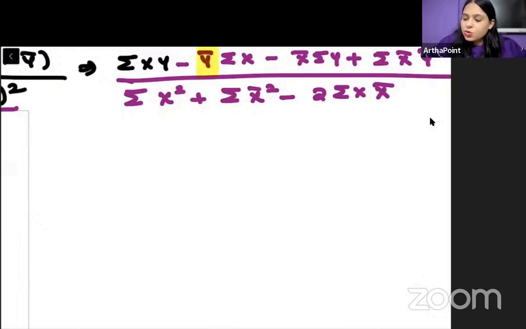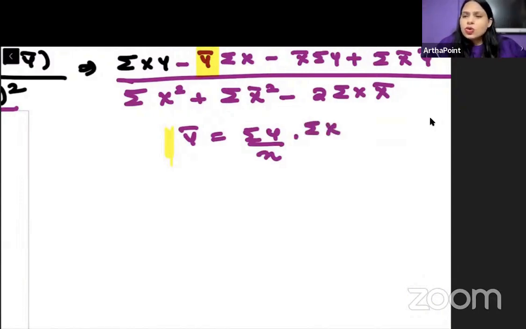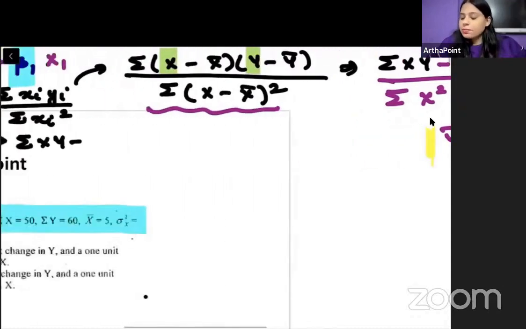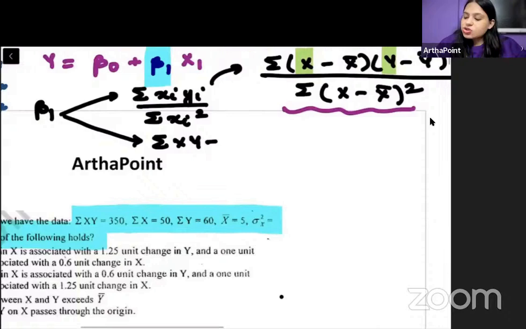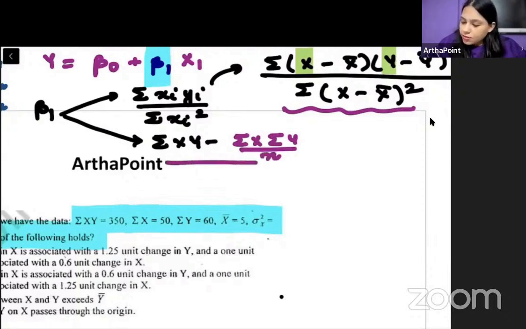For example, you can write y bar as summation y by n. Right? Because you are given summation y, you are given the value of mean of x. And then you can write summation x as it is. So you can make some changes around, and when you make those changes, the other formula of beta 1 will get derived. That is summation xy minus summation x summation y by n upon.